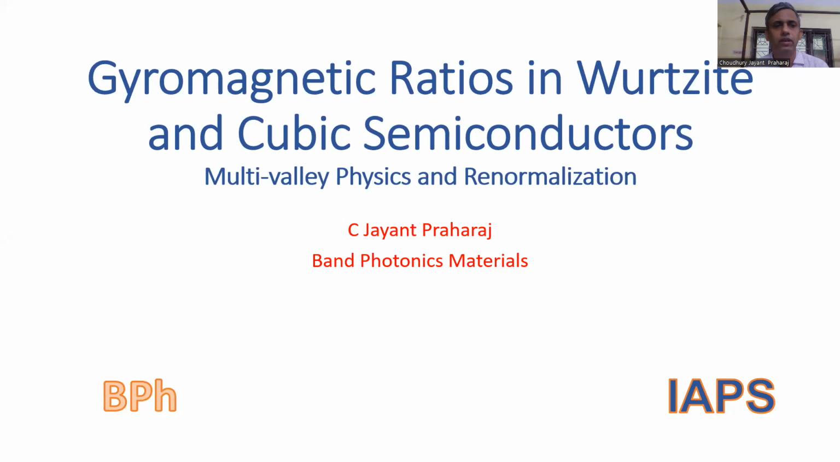This talk is about gyromagnetic ratios in wurtzite and cubic semiconductors. It talks about the basic physics of gyromagnetic ratio and the response of the electron and hole spins to magnetic fields in these semiconductors. It covers multi-valley physics and renormalization in these materials by C. Jant Prahara's band photonics materials.